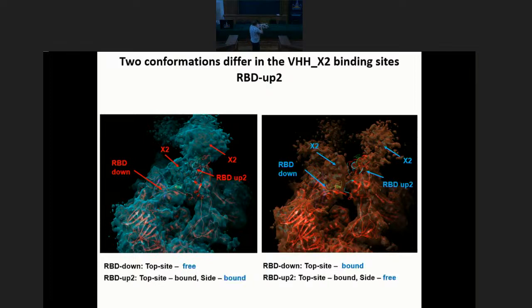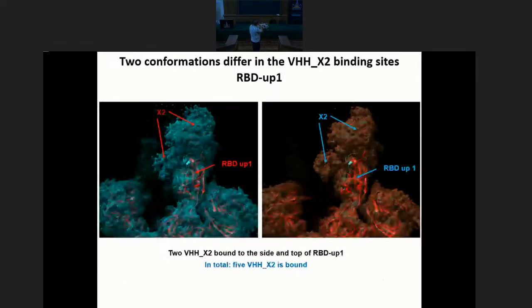But in another structure, they see that this antibody in this cavity indeed bound to the RBD in the down state, but the RBD in the up state contains only one antibody, bound to the top of this domain. If they look at the last RBD, they observe in both cases similar binding of two antibodies, one bound to the site and one bound to the top of the domain.